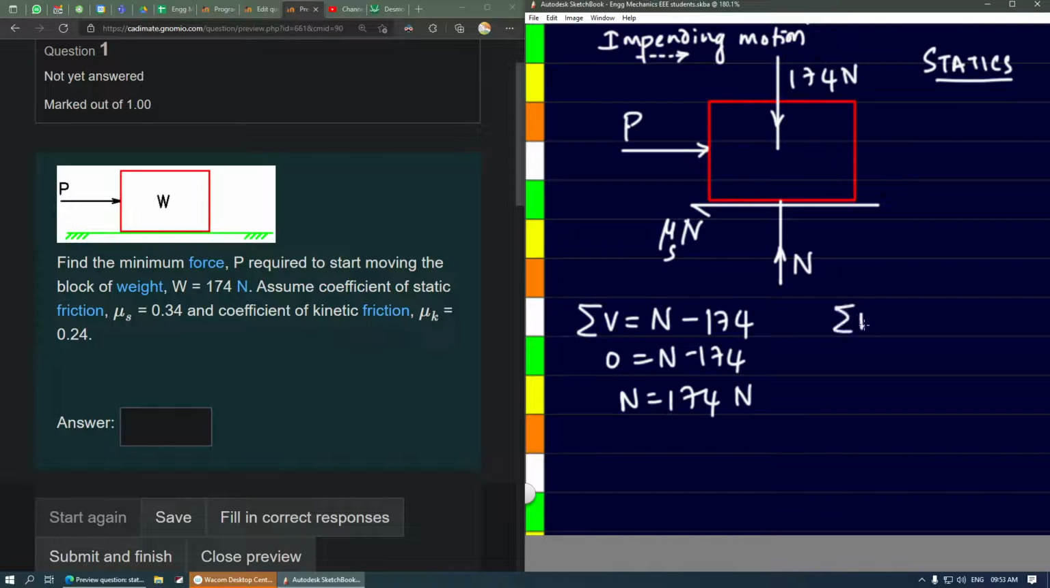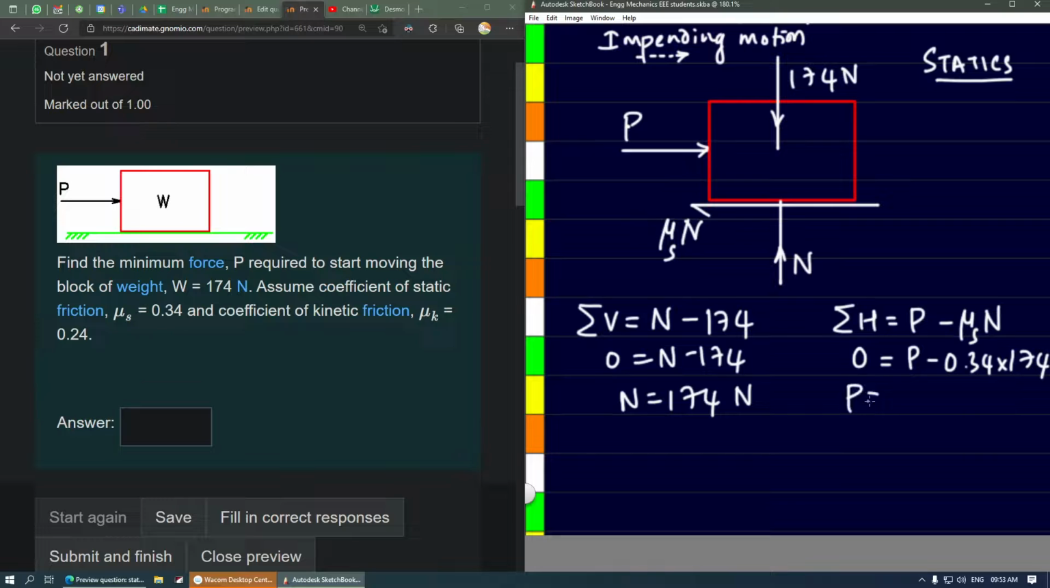Next, let's go for horizontal summation. P is acting right, mu s times N is acting left. So the sum of horizontal components has to be 0 because it's in static equilibrium. Then P minus mu s, which is given here in the question, you can see 0.34, times N, the normal reaction we just now found, that is 174.